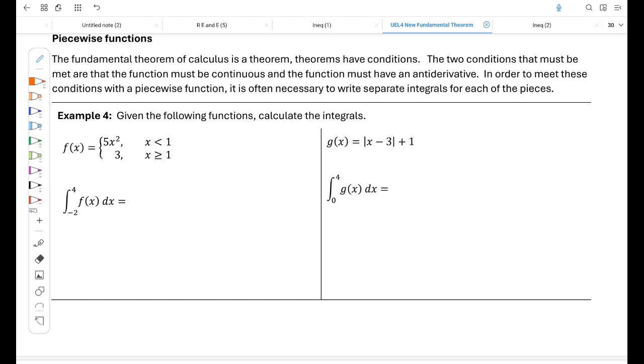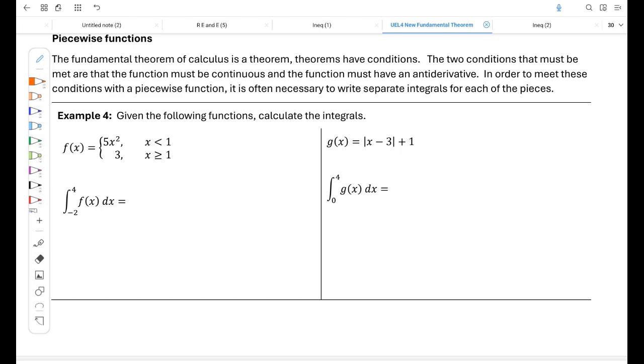So we have a function that's 5x squared when x is less than 1, and we have a function that's just the constant function 3 when x is greater than 1. Is that function continuous? Yes. Okay, prove it. It is not continuous is the revised answer.